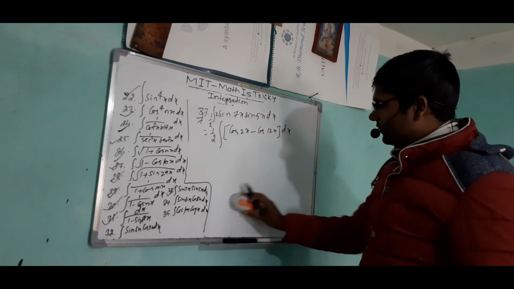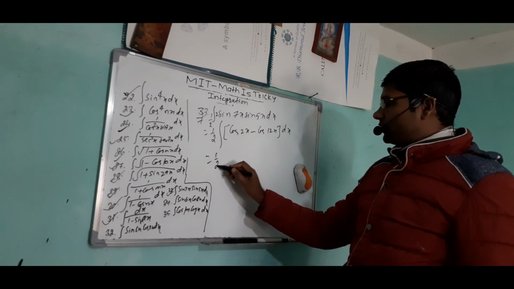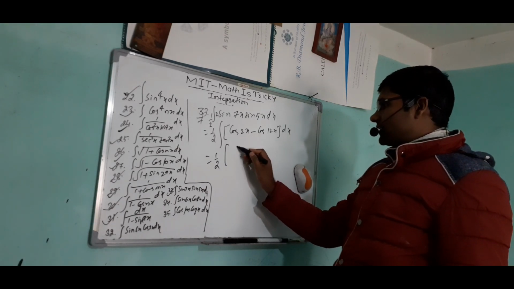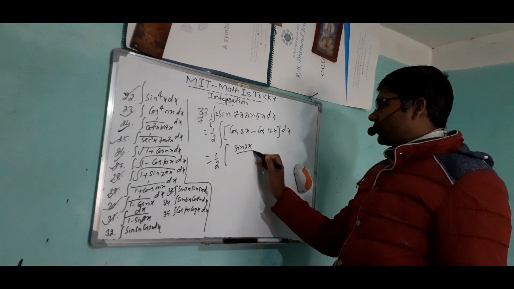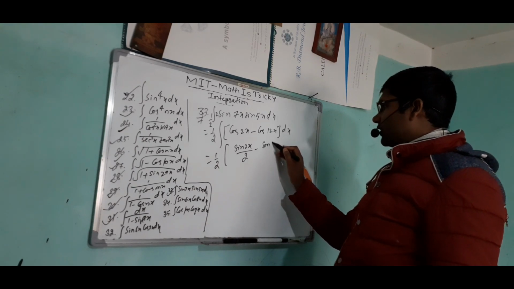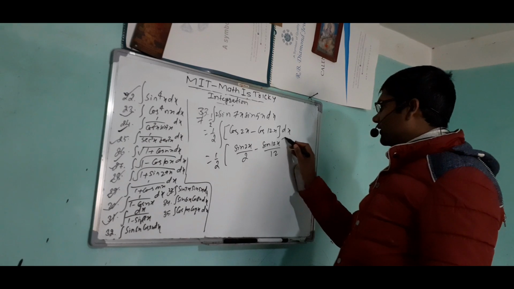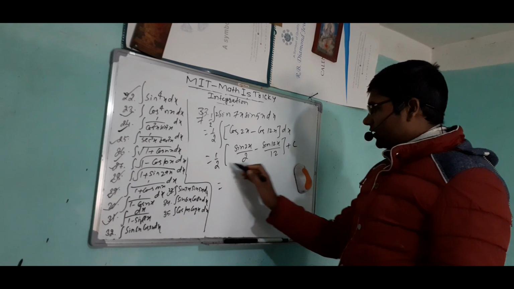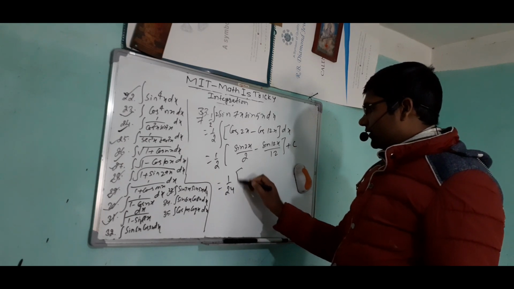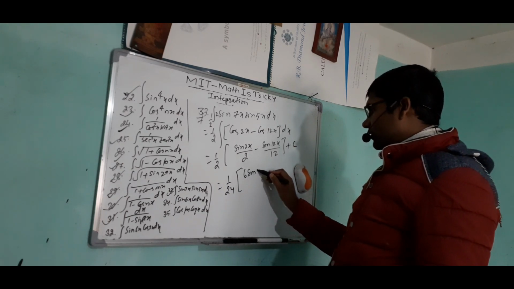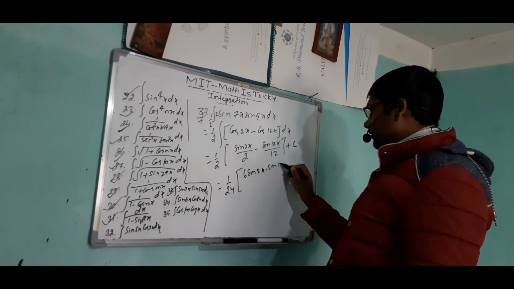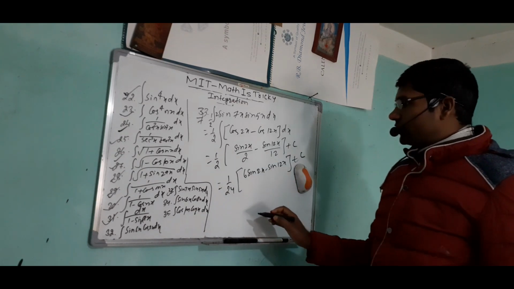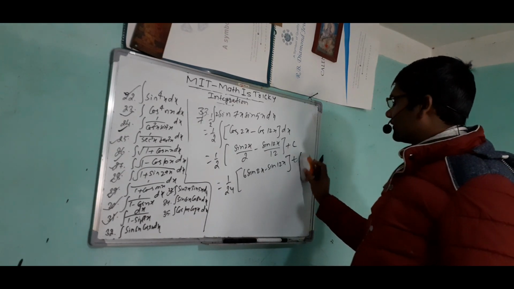If we separate this, we'll be getting the answer. So 1 by 2, and integration of cos is sine: sine 2x by 2 minus sine 12x by 12 plus c. By taking the LCM we'll be getting 1 by 24 times 6 sine 2x minus sine 12x plus c. That's our answer. Now let's move to question number 34.